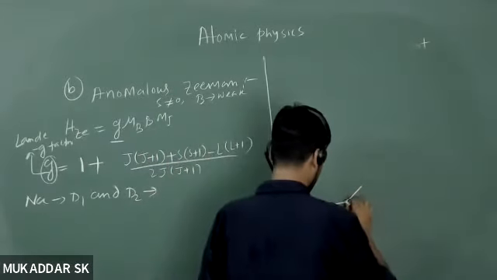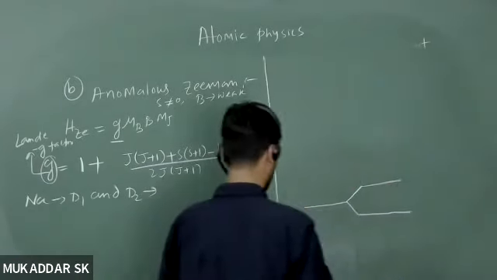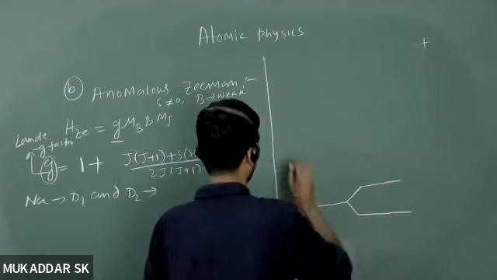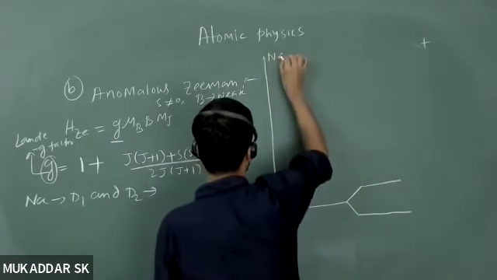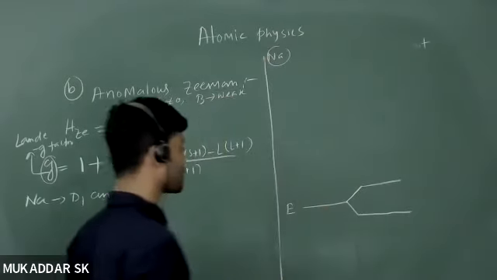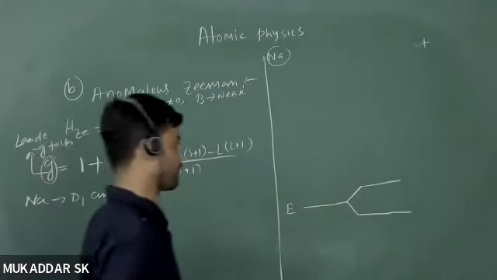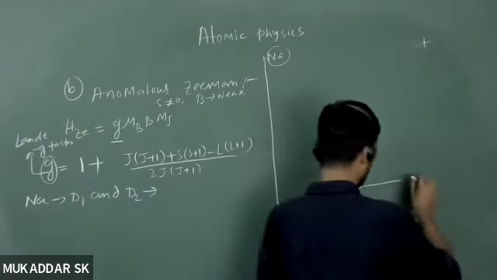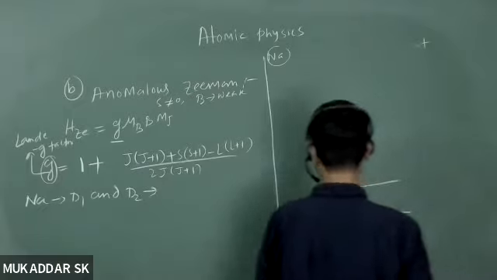What is the ground state of sodium? Let us denote this; I'm starting now only with sodium. Its ground state is basically 2S1/2. Under the action of a magnetic field, it will split into two parts.